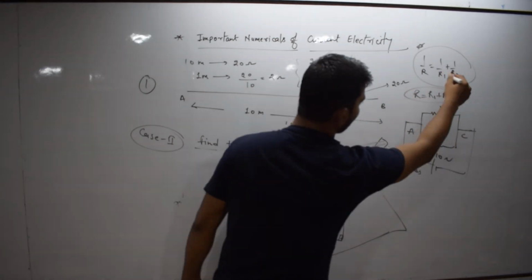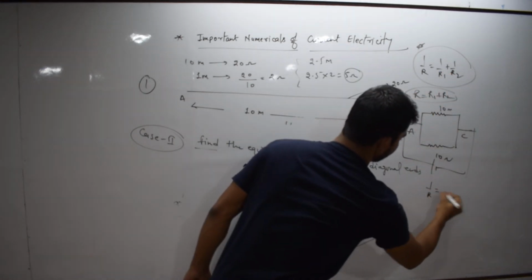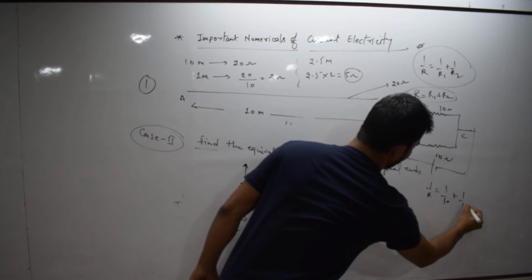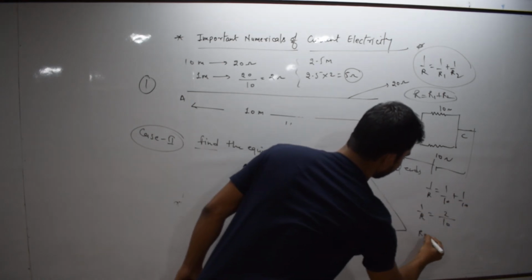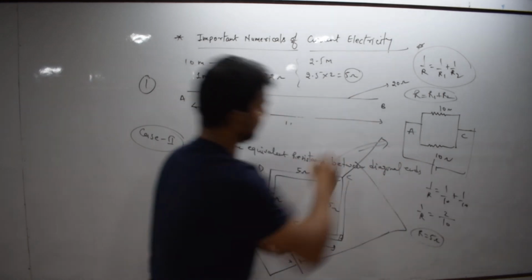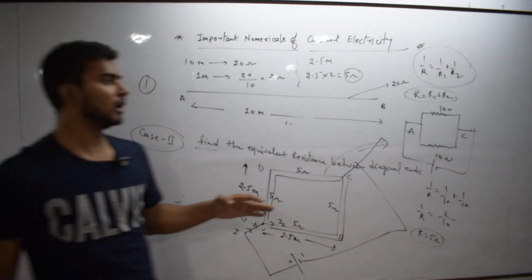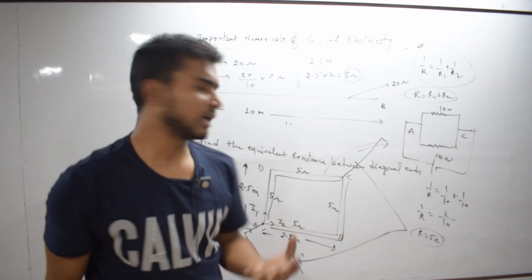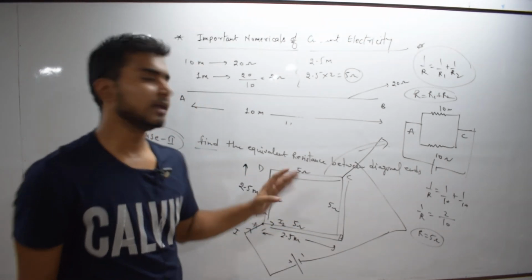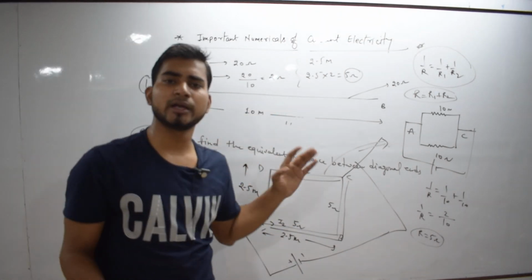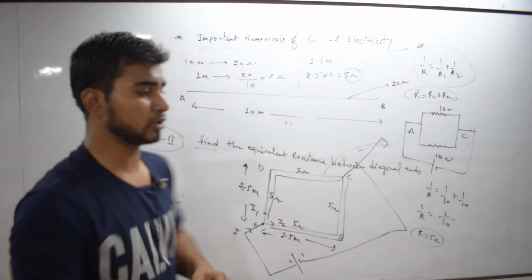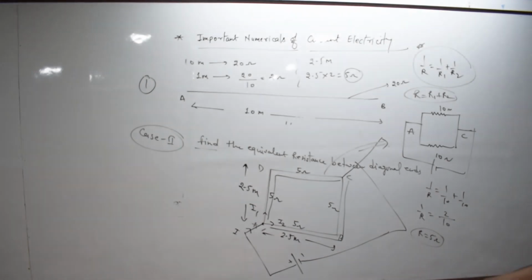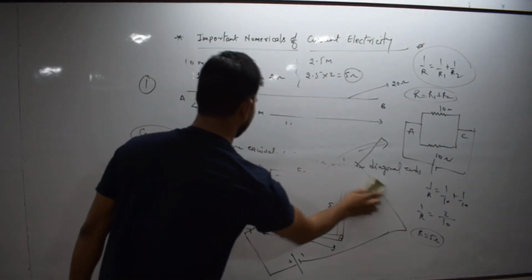So we will solve by this method, then we will get 1 upon R equals 1 upon 10 plus 1 upon 10. Taking the LCM, we get 2 by 10, and R equals what? 5 ohm. So this kind of question can come with any structure. Let's suppose it is a square; they can tell you that we are making a rectangle also, or we can make a circle also for the same question.